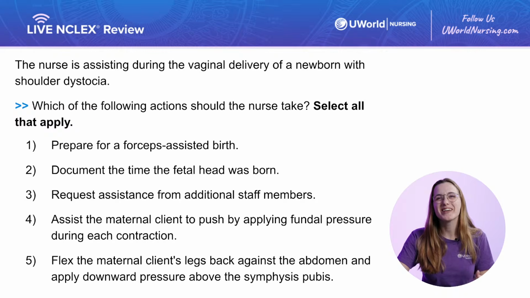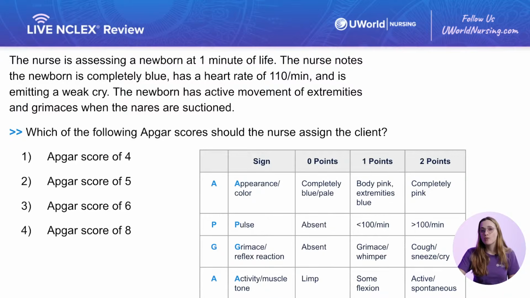Okay, now we are moving on to our last question, question 3. So the nurse is assessing a newborn at 1 minute of life. The nurse notes the newborn is completely blue, has a heart rate of 110 per minute, and is emitting a weak cry. The newborn has active movement of extremities and grimaces when the nares are suctioned. Which of the following APGAR scores should the nurse assign the client? So 1 is a score of 4, 2 is a score of 5, 3 is 6, or 4 is 8.